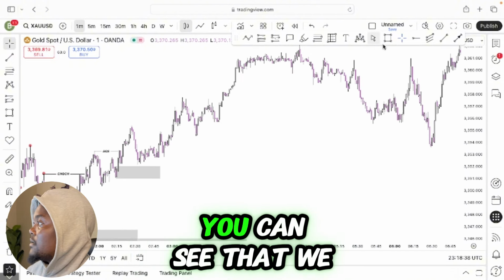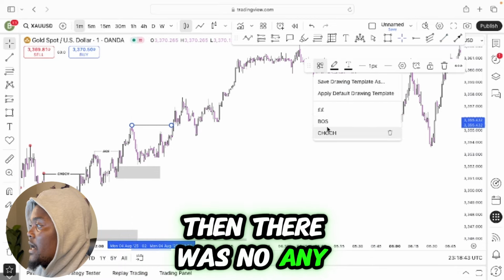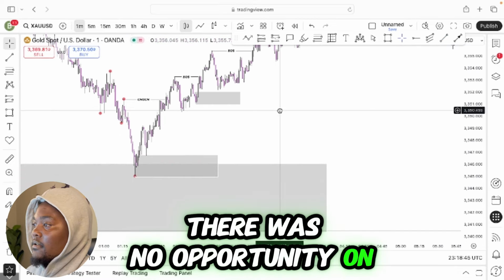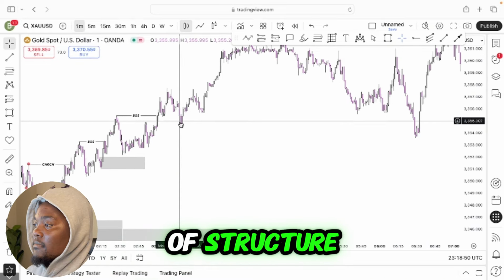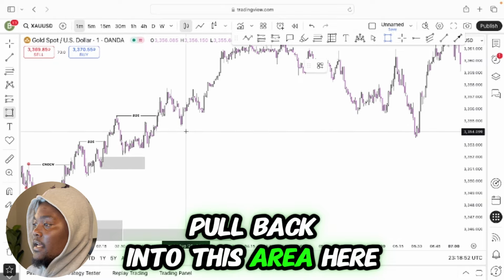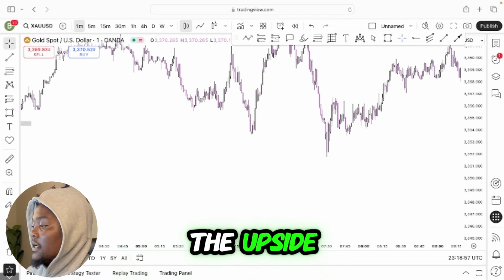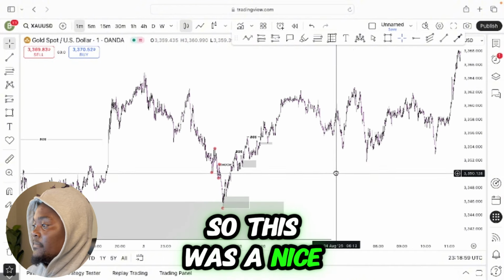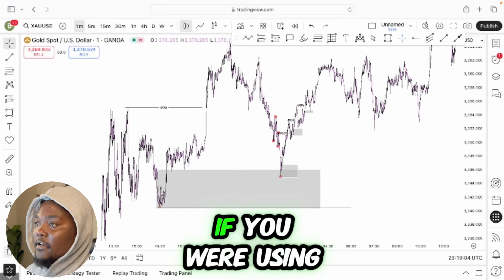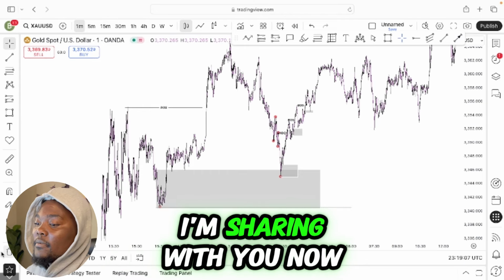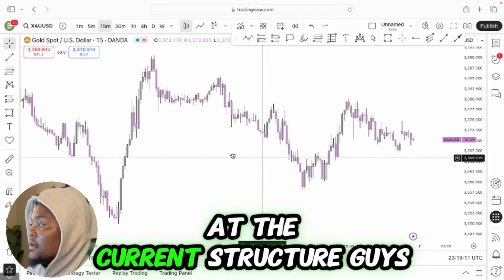So after that, you can see that we continued to break structures. Then there was no opportunity on this one, as you can see right there, guys. So pullback, then break of structure, pullback into this area here, or this indecisional area here. Then we started pushing to the upside. So this was a nice trade setup, even though there wasn't any opportunity for us if you were using the same strategy that I'm sharing with you now. So let me just remove that, and then let's look at the current structure, guys.